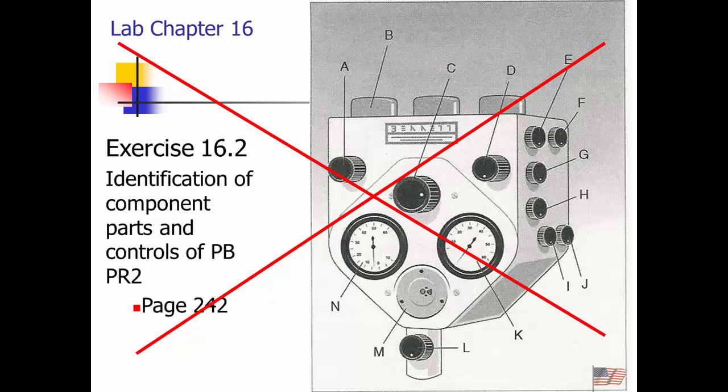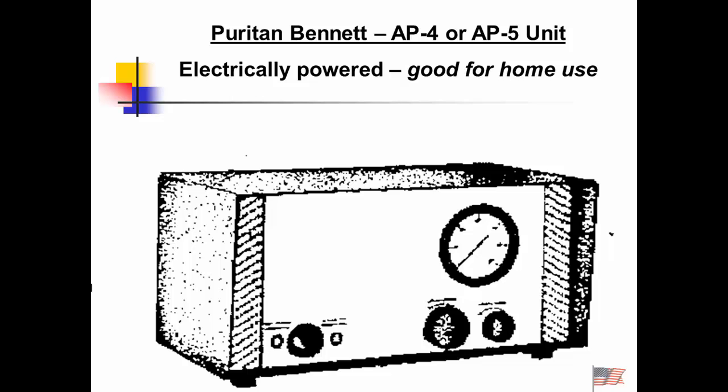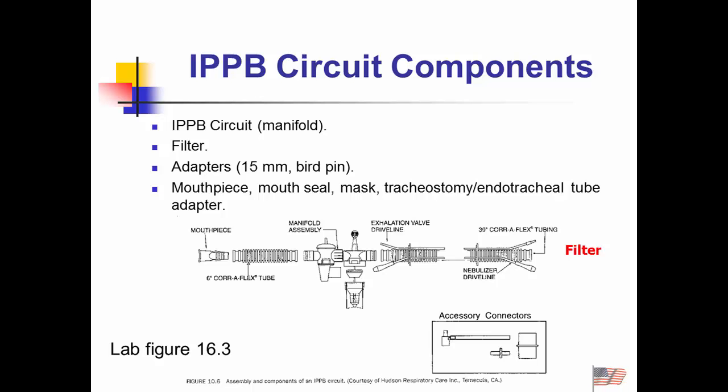This is the piece of equipment that I learned on. It was called the Puritan respirator, the PR. PR1, PR2, and a lot of fun times with that. Puritan Bennett also made a home unit. It was called the AP4 or AP5, and just for informational purposes, it was electrically powered and allowed the unit to function. All right.